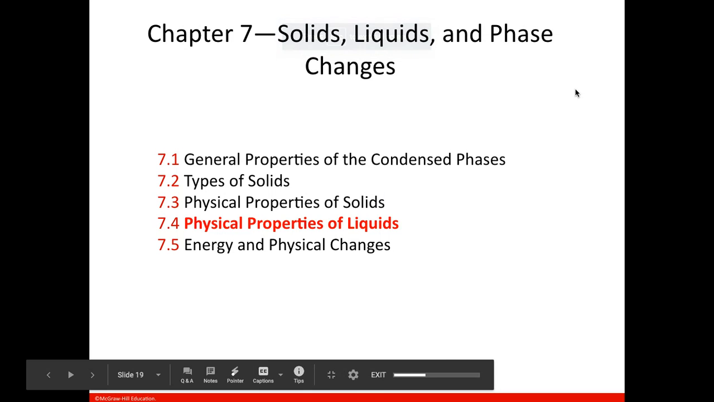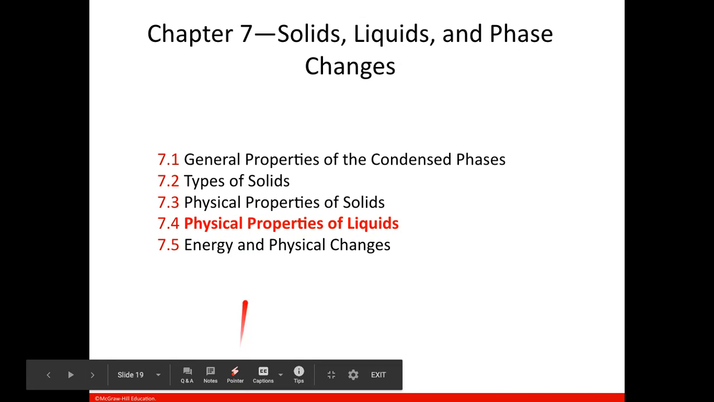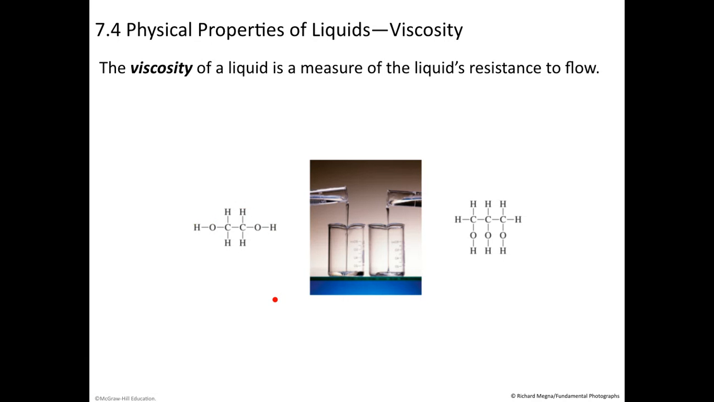So section 4 of chapter 7 deals with the physical properties of liquids. We looked at the physical properties of solids. Now we can look at the other condensed phase, that is liquids. And there are some similarities, but there are also some differences.